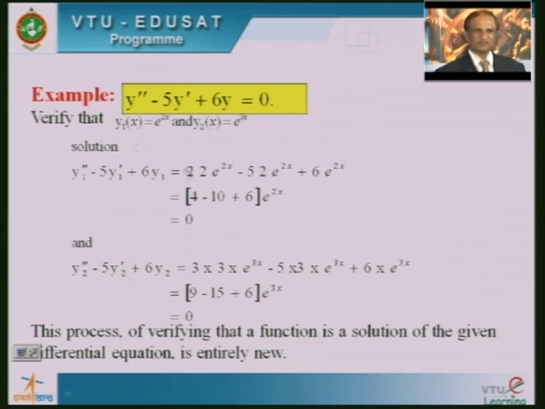Is it clear? So, it means the first solution we have assumed, e to the power 2x, will satisfy this equation. When I replace y, y prime and y double prime, it becomes 0. Left hand side is equal to right hand side, which is 0. Then I can say that it is satisfied.